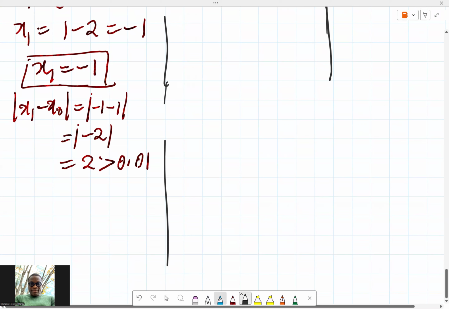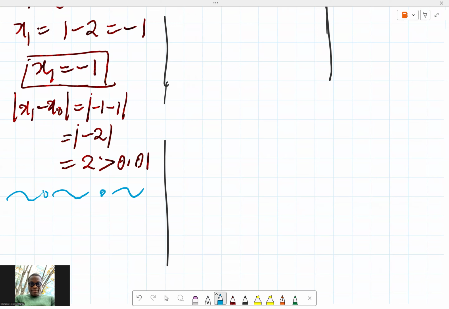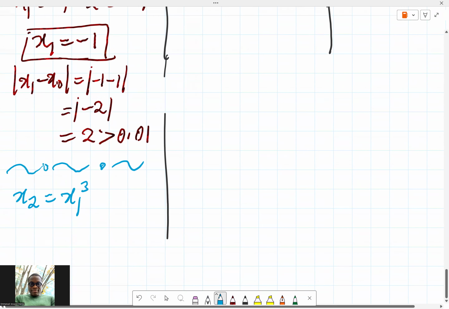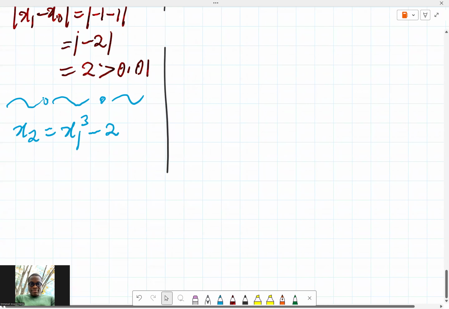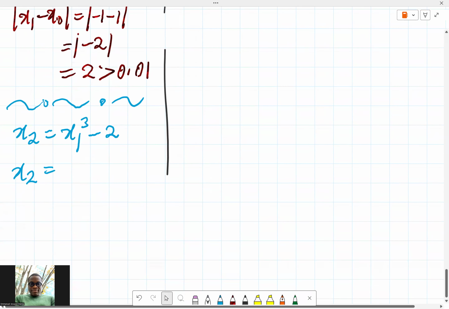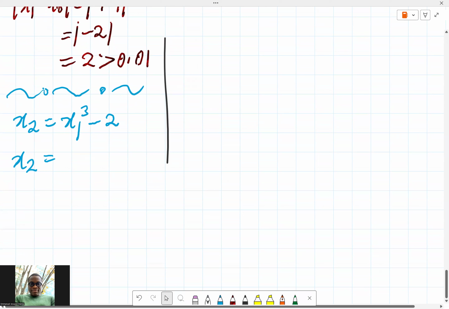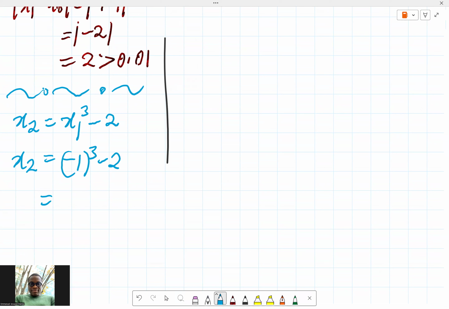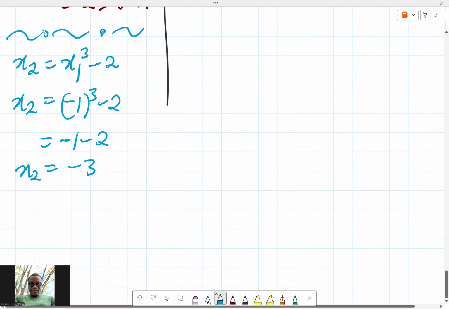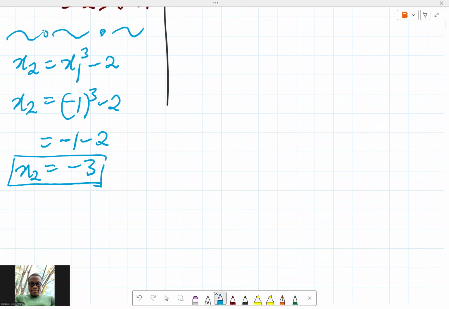What if we go ahead and now do the next one? So we now have x2 equals x1 cube minus 2. So x2 is equal to, the x1 we got was minus 1, so that is minus 1 raised to power 3 minus 2. That is minus 1 raised to power 3 is minus 1, minus 2. And that is minus 3. So we have x2 to be minus 3. Another solution right there.